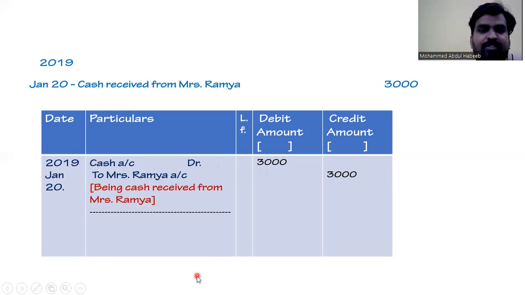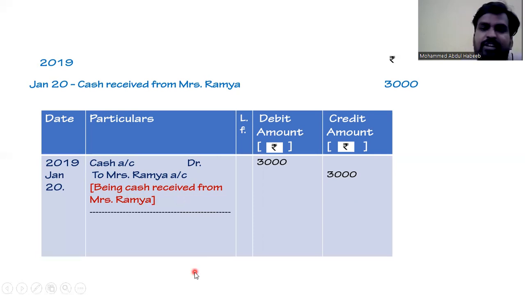Coming to our next transaction, which is on 2019 January 20, cash received from Mrs. Ramya. So here the date will be taken as 2019 January 20. Cash received, in the sense the business is receiving cash. So cash is coming into the business, so cash will be debited and it will be recorded as cash account debit 3,000 to Mrs. Ramya. As Mrs. Ramya is giver of the amount, it will be credited, and the journal entry on 2019 January 20 will be cash account debit 3,000 to Mrs. Ramya account 3,000, and the narration will be being cash received from Mrs. Ramya.